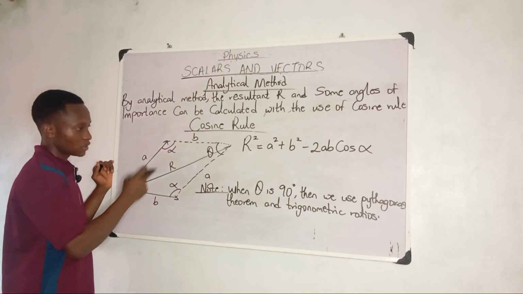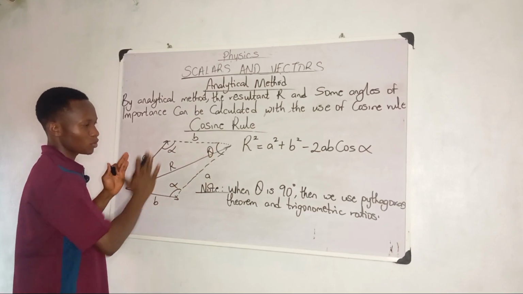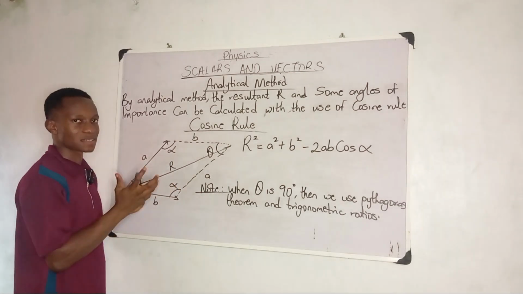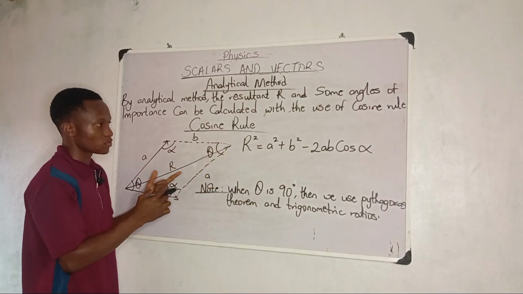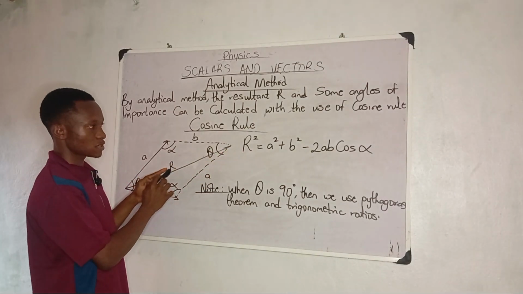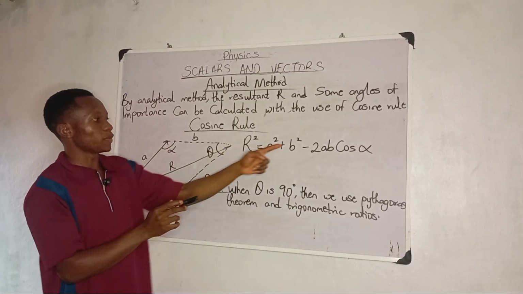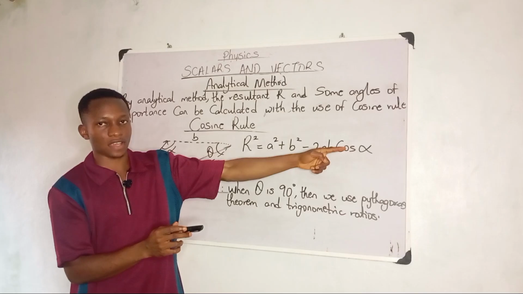You see what I'm doing? This is equal to this is equal to this. And remember, when you sum up the four angles of a quadrilateral, you should have 360 degrees in total. Now, the formula according to this is R squared, which is your resultant. R squared is equal to a squared plus b squared minus 2ab cos alpha.